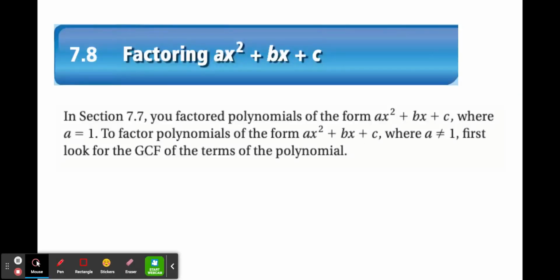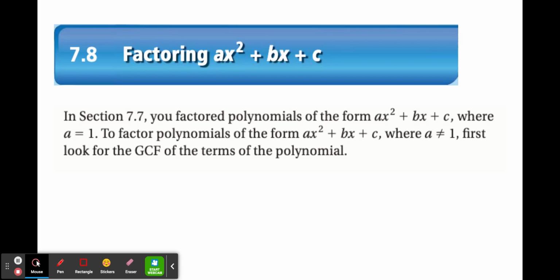Okay, lesson 7.8. Now we are going to be factoring the trinomial where a is not equal to 1. In lesson 7.7, a was equal to 1, and it was pretty easy. Now we're going to have a coefficient greater than 1 for a, so 2x squared plus whatever, or 3x squared or greater.